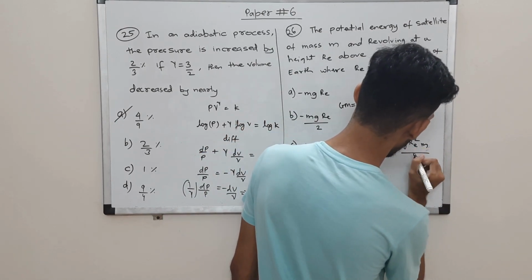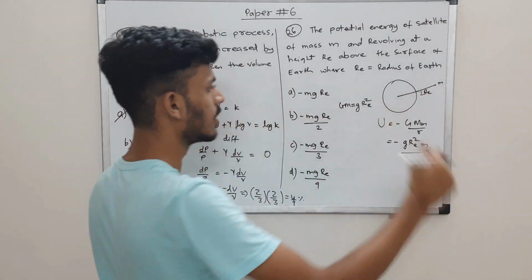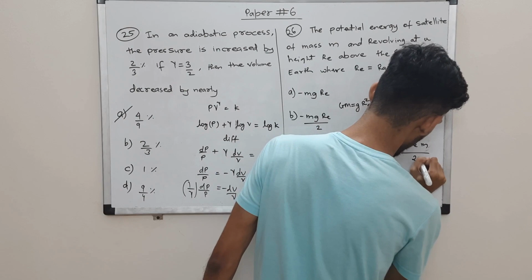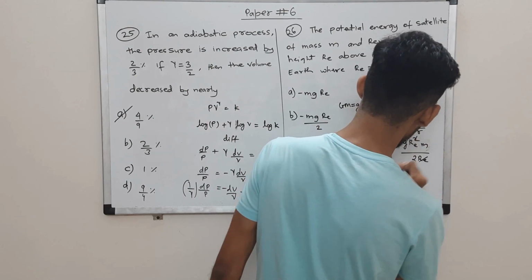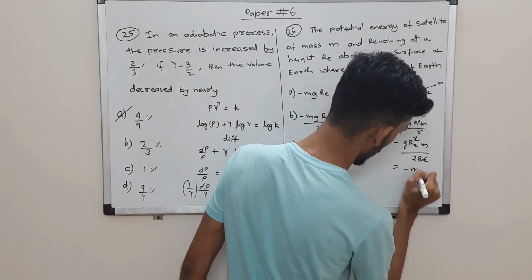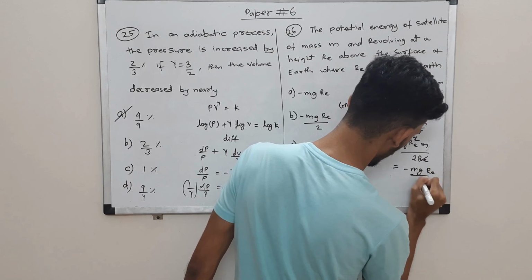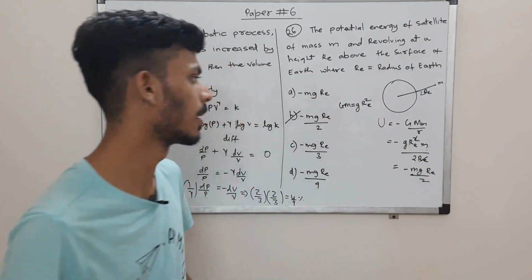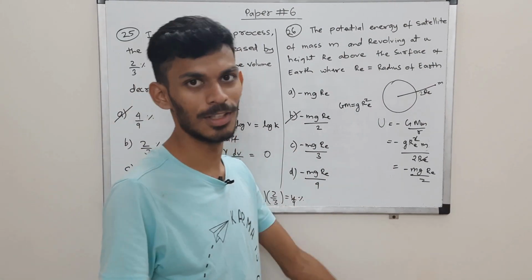Small m upon the radius in which your satellite is orbiting. It is 2R, where R is measured from the center. So you get it as minus mgRe by 2, which is option B. I hope that was simple. Over to the next question.